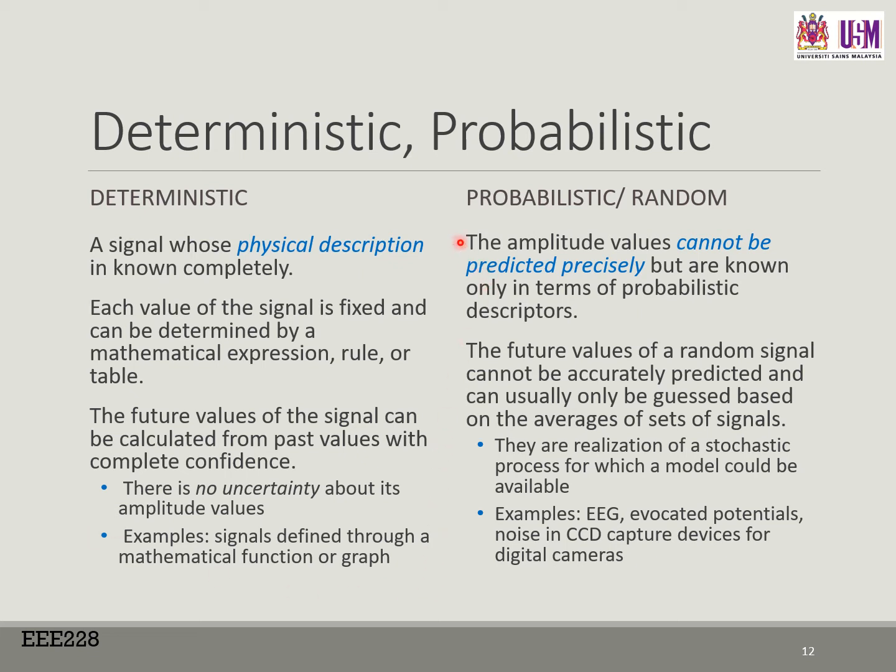Probabilistic signals, or random signals, are the opposite. The amplitudes cannot be predicted precisely, but are only known in terms of probabilistic descriptors. The future values of a random signal cannot be guaranteed or accurately predicted, and can only be guessed based on the average of sets of signals. These signals can be realized only based on stochastic processes, which means they are modeled by stochastic processes. Examples of this type of signal are EEG, evoked potentials, and noise in CCD devices for digital cameras.